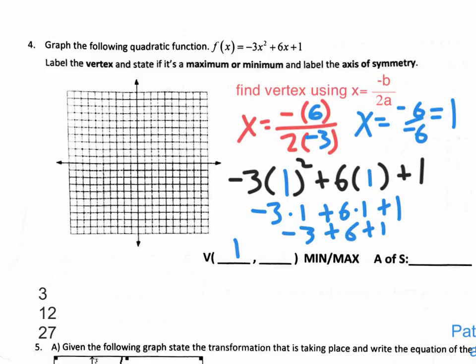What's my final y answer? 4, right? So the vertex is 1, 4. That's my vertex, and you get a point for that, okay? So what do I do from that point?